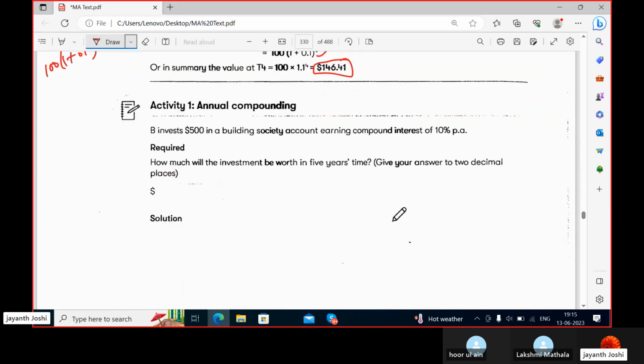Annual compounding is nothing but you will be compounding for the entire year. If it is semi-annual compounding, you'll be compounding for half the year. Okay. So we invest $500 in a building society account, earning compound interest of 10%. How much will the investment be worth in 5 years' time? Can you tell me the answer for this, Hamsika? I'm waiting. Come on.